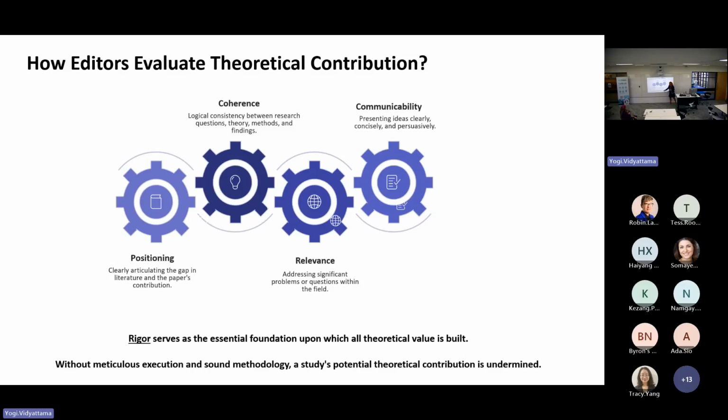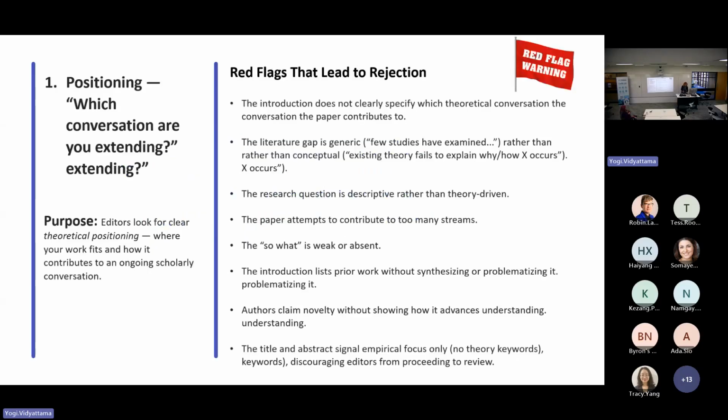And then I'm going to talk a little bit about rigor because, in my opinion, rigor is the gold standard. None of this matters if it is not there. I'm going to talk about what rigor means to me, right? It serves as the essential foundation upon which all of this holds. But let's start with the first one, positioning.